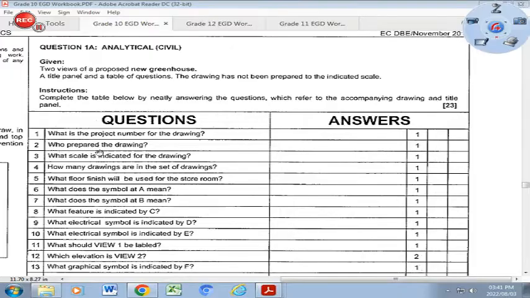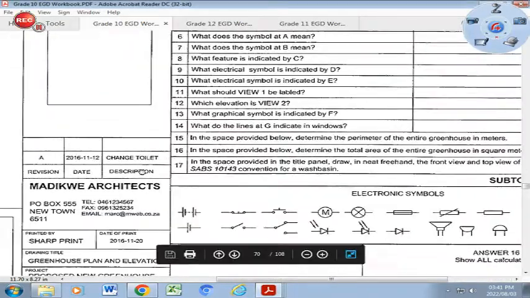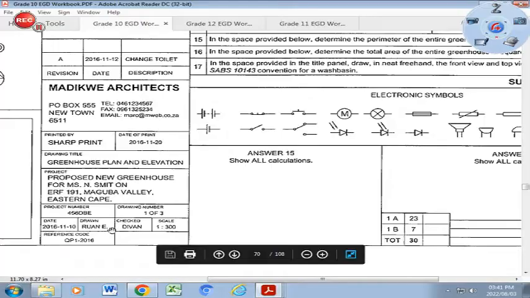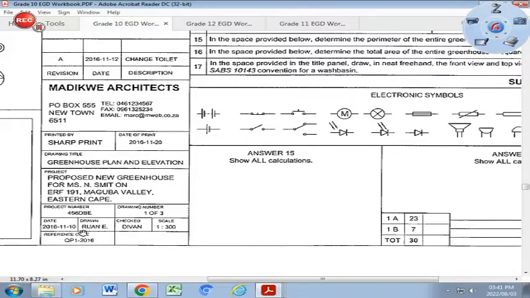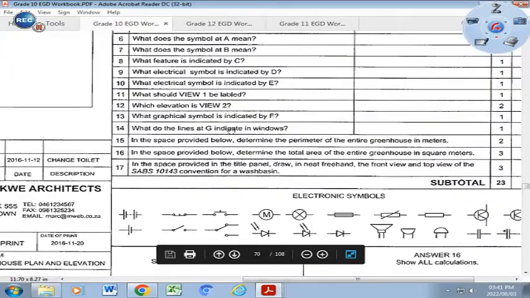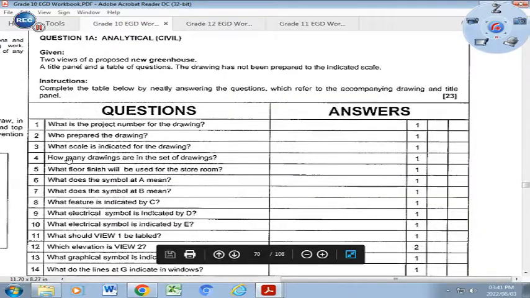Question number 2, who prepared the drawing? So we're going to go back to the title bar and you will find that the person who prepared the drawing is also the one who drew it. Drawing actually means that the person has prepared it, and that would be Ruan E. And Ruan E is going to be filled in there.